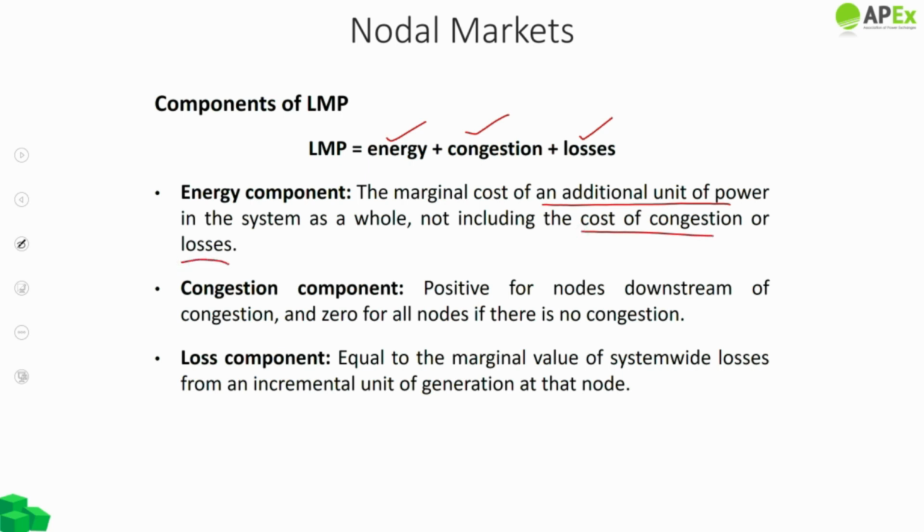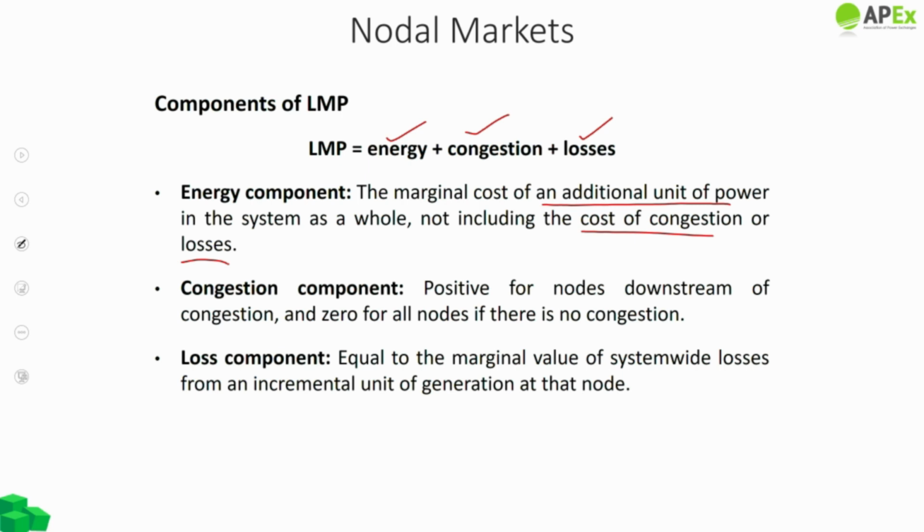Given the current dispatch of the system, if the system needed to add another unit of generation, then this would be the incremental cost. In an LMP system, the energy component is the same for all nodes. The energy component is a baseline number and there can be differences across various systems about exactly how this baseline is calculated.